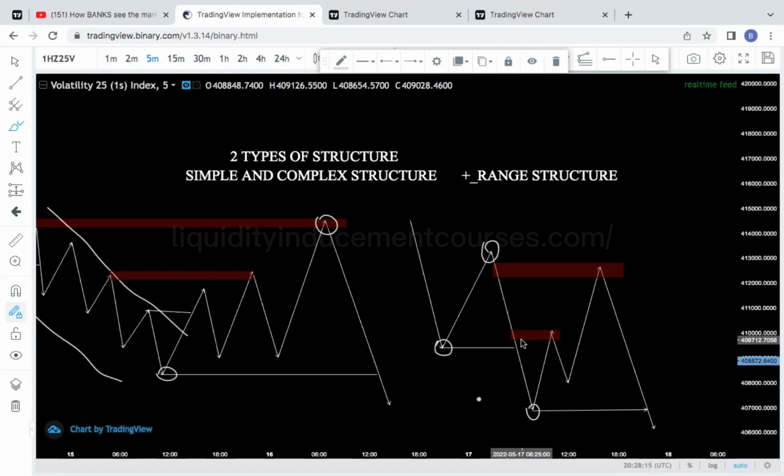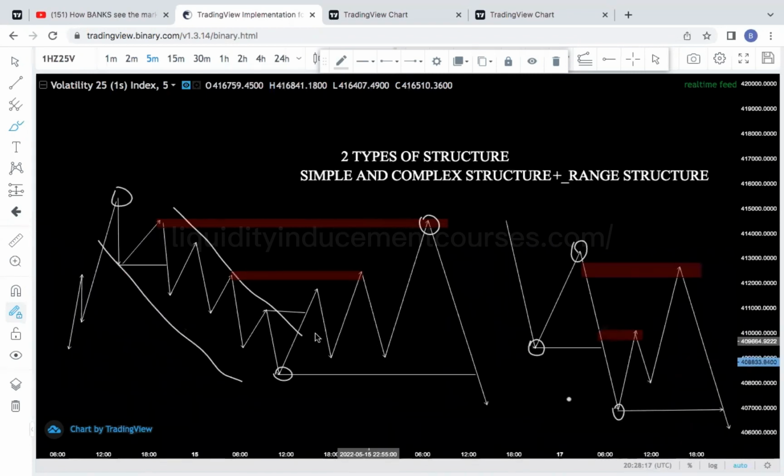Any confusion? All right, great. So this is the illustration of what it should look like on your 15 minutes time frame. Higher highs, higher lows, then lower highs and lower lows, internal structure, and then price changed character and went up. Don't forget, it created some sort of inducement.